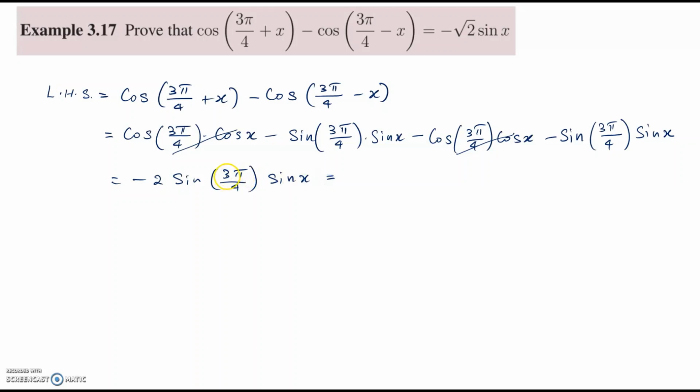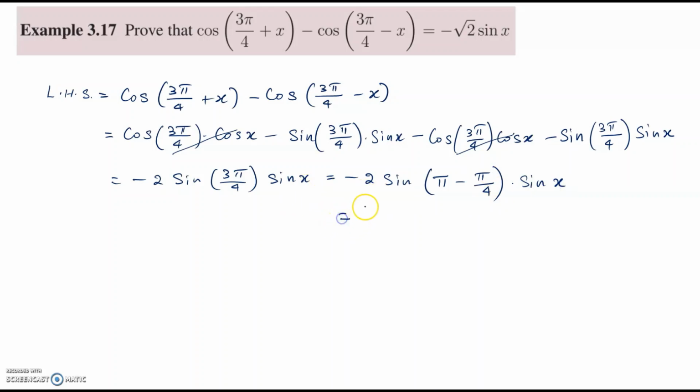So we can expand 3 pi by 4 as pi minus pi by 4. So this will be minus 2 times sine pi minus pi by 4. This is 3/4 of the pi. So pi minus quarter of the pi will be 3/4 of the pi into sine x.